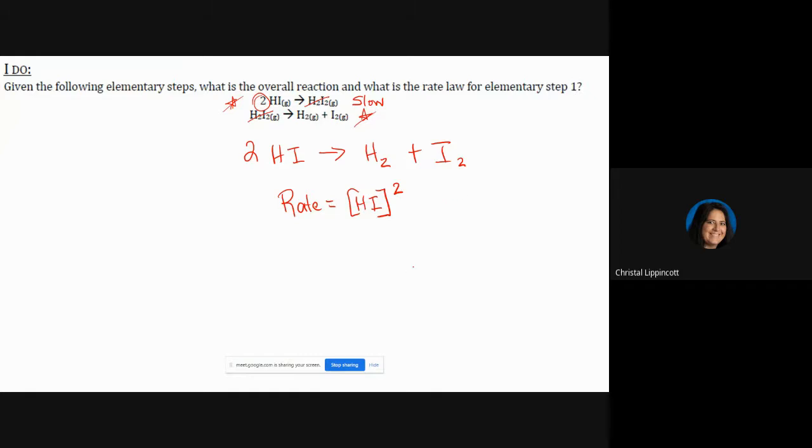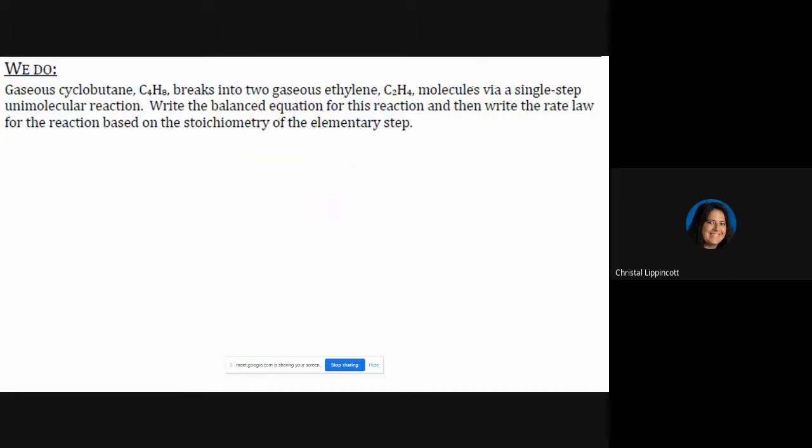Wait, I have a question. Yeah. So how do you know that the first equation is the slow one? Well, they said what is the rate law for elementary step 1. So if the rate law is determined by step 1, that has to be the slow one. They would have to tell you, or you would have to have data. You would have to have something that tells you. And in this case, that's what told us. All right.